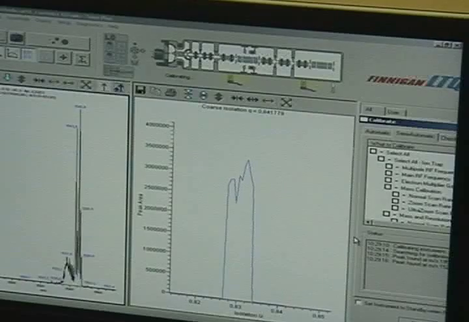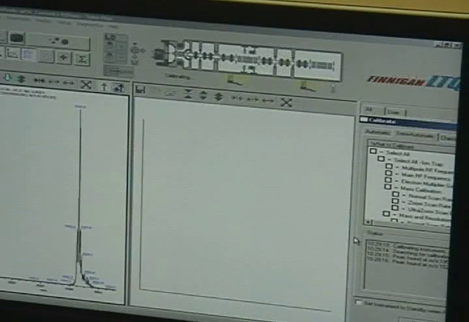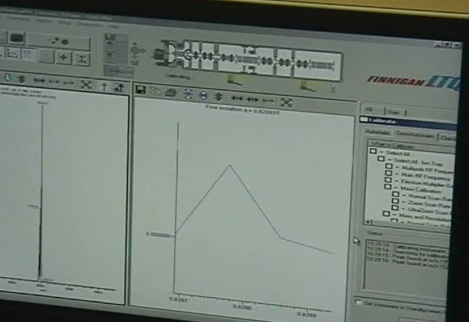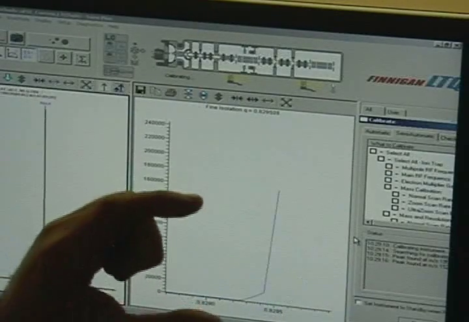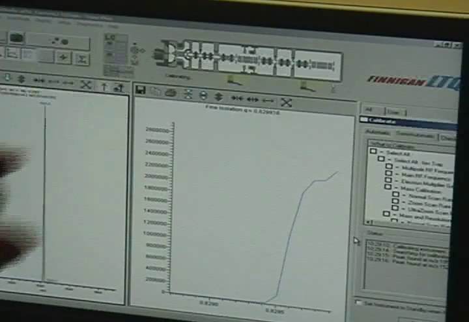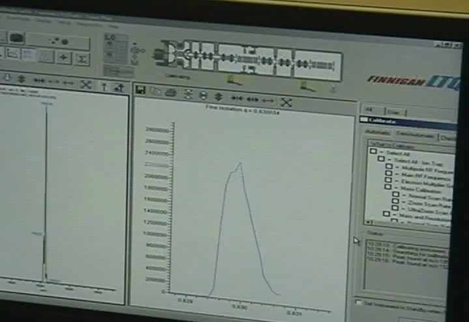What's Q? Q is the calculated number that relates M over Z versus voltage on the quadrupolar. And remember we make that stability diagram, we plot Q versus A, and we put the masses on. And then we bring the masses over to the ejection point.